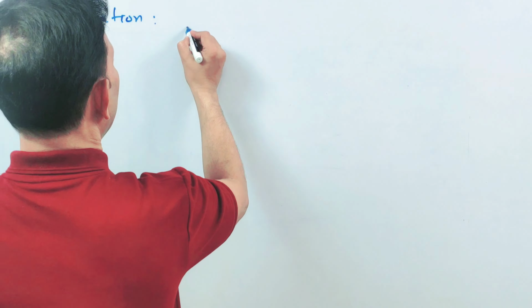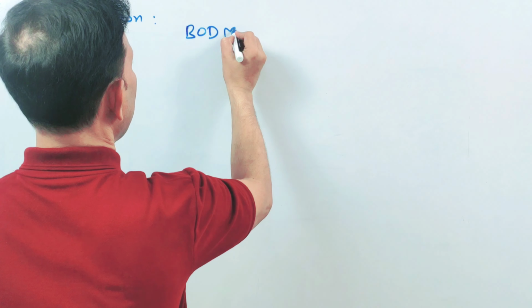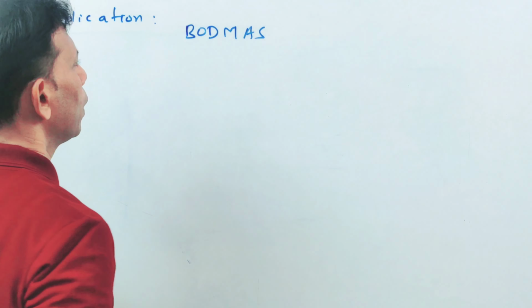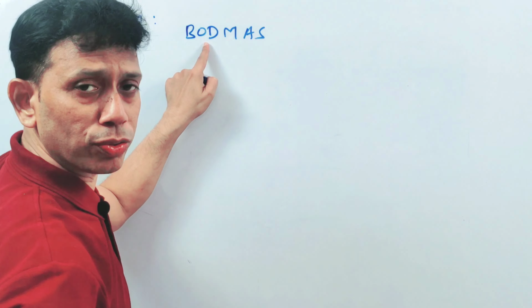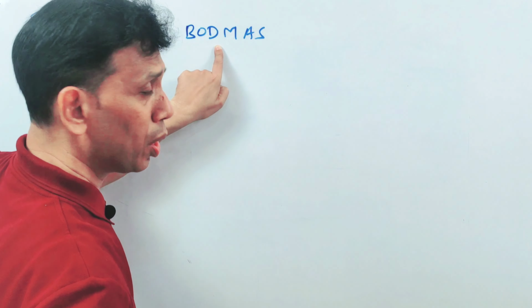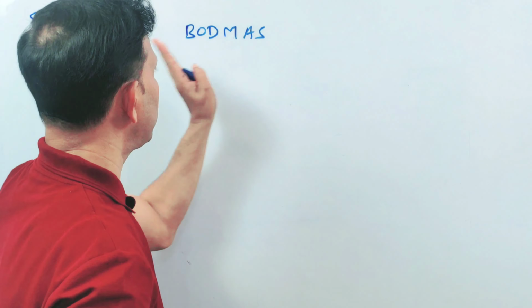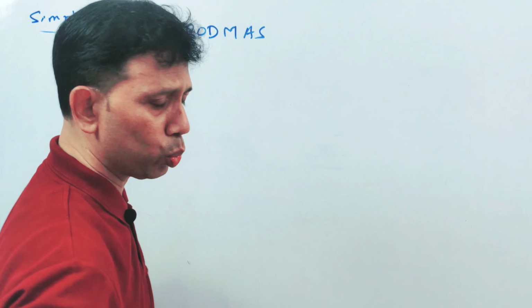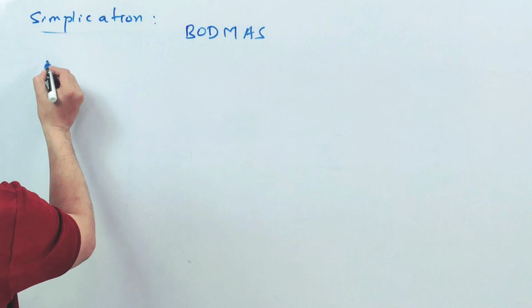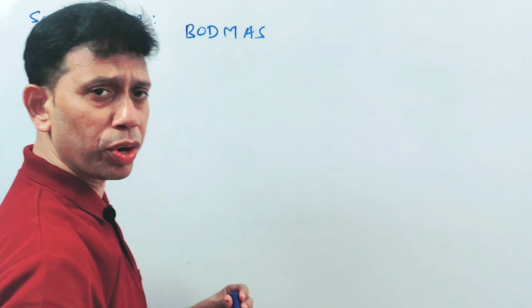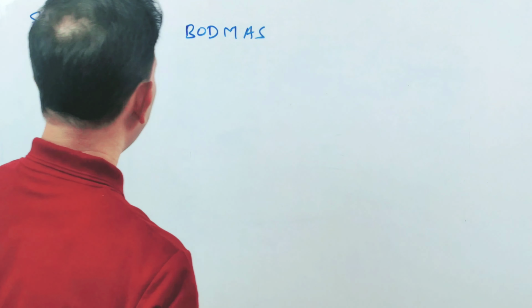So it is Bodmas: bracket of, division, multiplication, addition, subtraction. This rule I have written here, and accordingly we will do it one by one. Before going for that, I will tell you the different brackets.